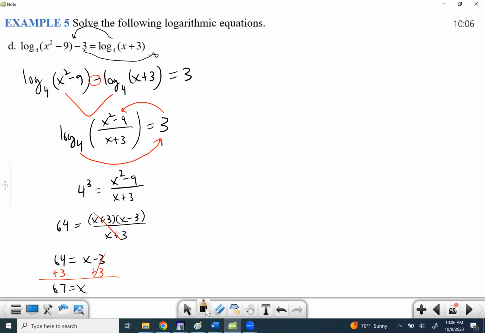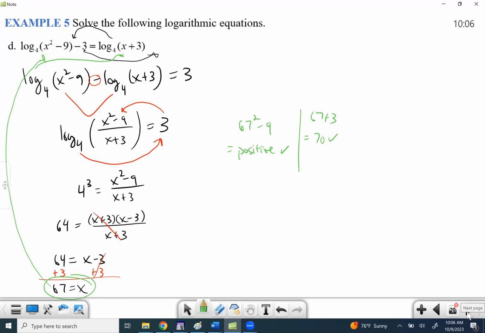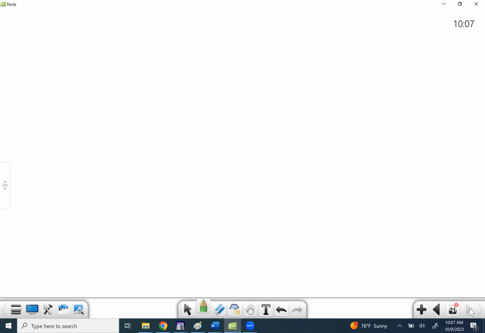So we're going to go ahead and check that 67. I don't even want to do the math. Okay, 67 minus 9, it's something positive, right? So it checks out. Okay. And then if we substitute it in here, 67 plus 3, yeah, that's something positive. So that checks out. So we are going to keep 67 as a solution. I told you the checking would be super easy on these, right? Not a lot of work. I'm used to checking being really long.